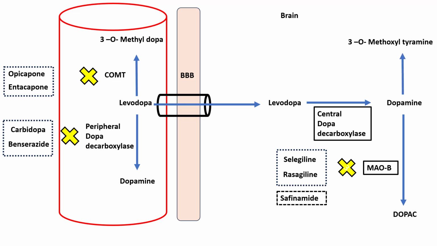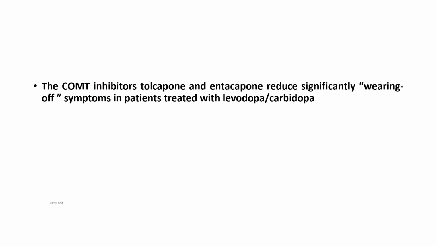Dopamine can also be broken down into other metabolites with the help of central catechol O-methyltransferase. There used to be a drug called tolcapone, which inhibits central catechol O-methyltransferase as well, but its use has been severely limited because it causes quite severe and significant hepatotoxicity. The catechol O-methyltransferase inhibitors reduce the wearing off symptoms in patients treated with levodopa and carbidopa.